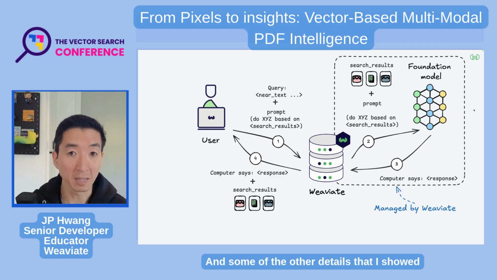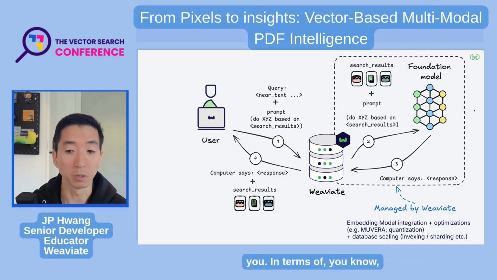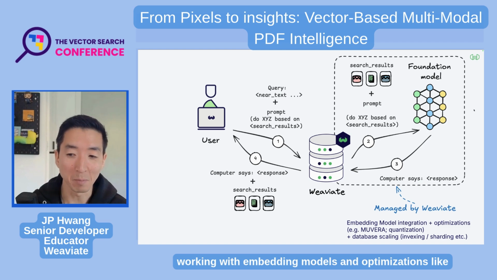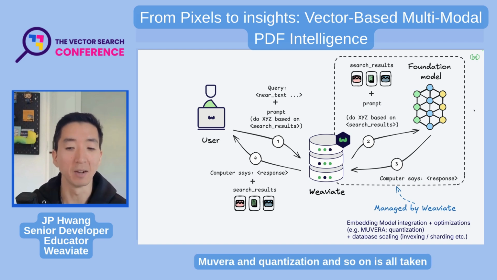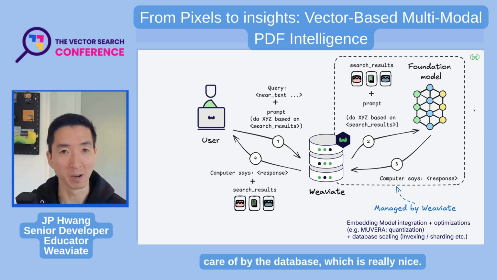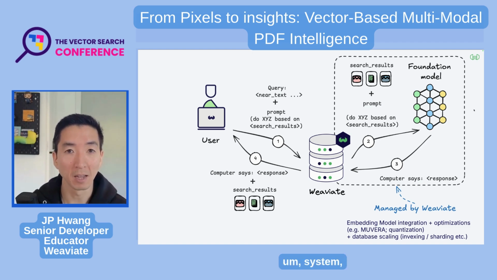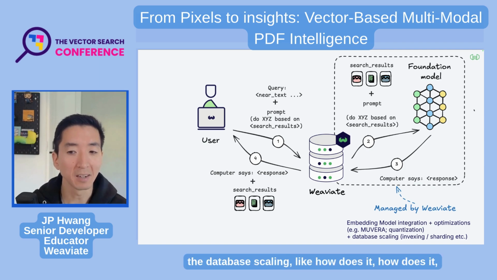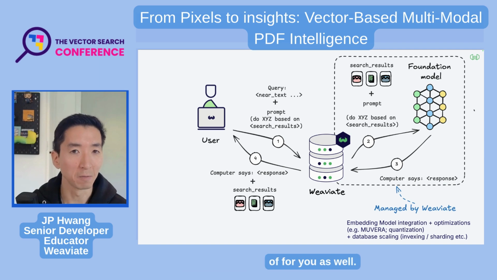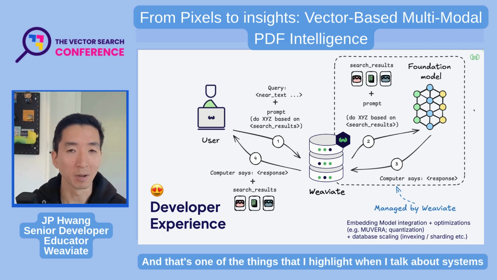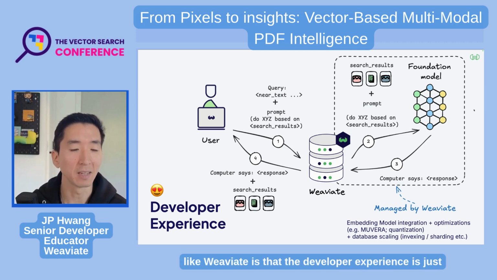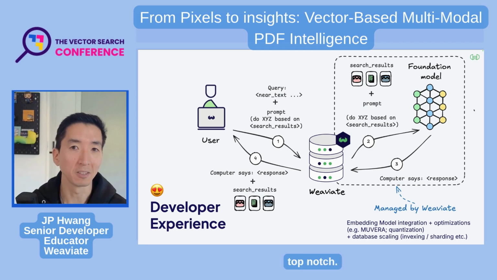And some of the other details that I showed you in terms of working with embedding models and optimizations like Matryoshka and quantization and so on are all taken care of by this database, which is really nice. And if you want to go to production with this type of system, the database scaling, like how the indexing and sharding work, is all taken care of for you as well. That's one of the things I highlight when I talk about systems like Weaviate: the developer experience is just top-notch.